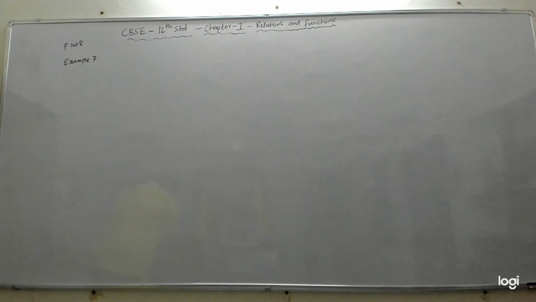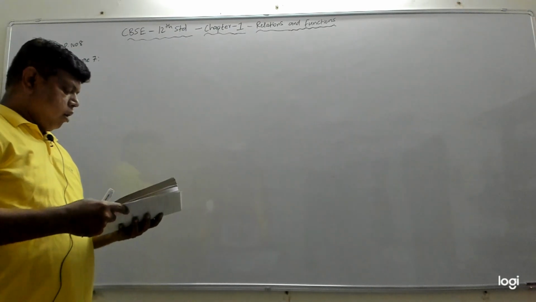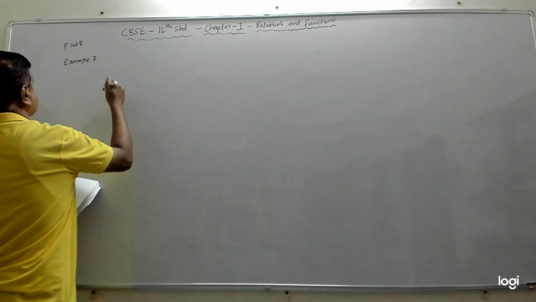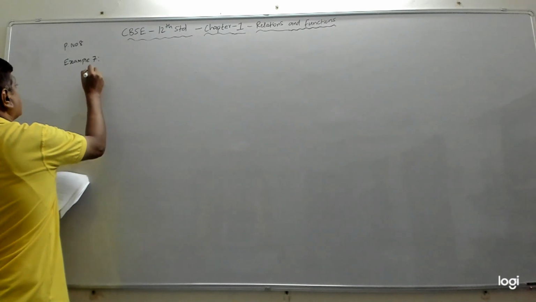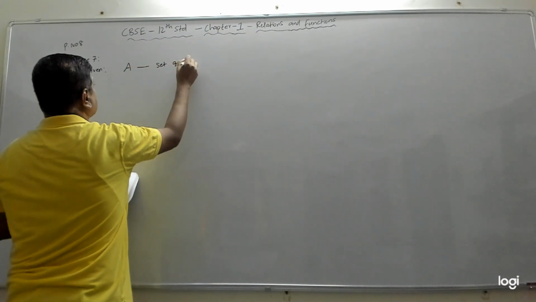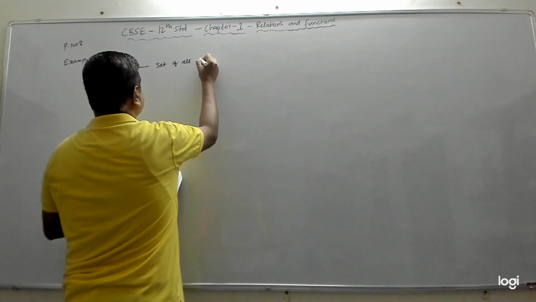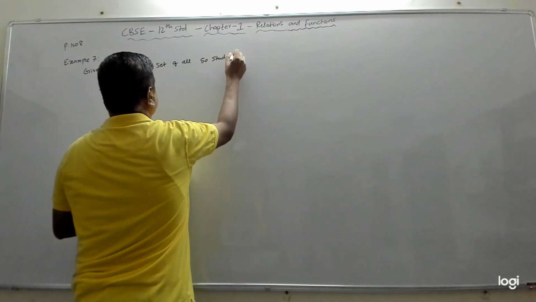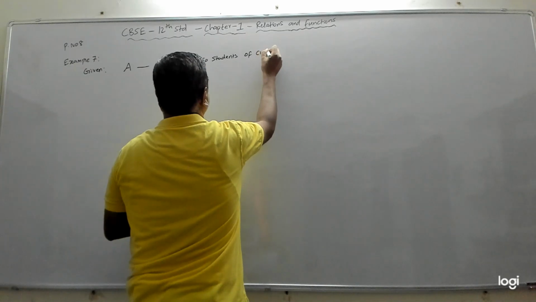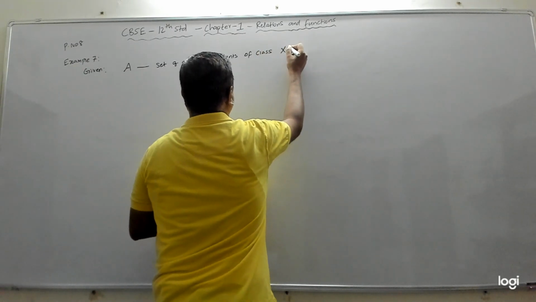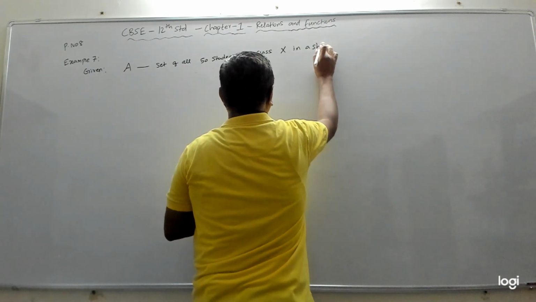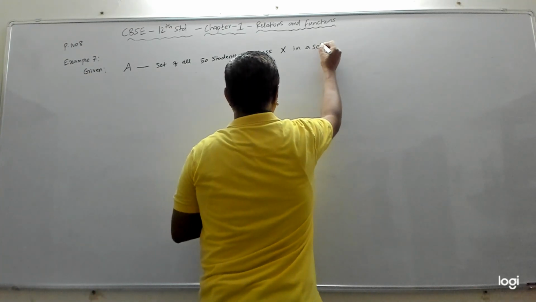It says let A be the set of all 50 students of class 10th in your school. So what is the A set? Given is the set A is the set of all 50 students of class 10th standard in a school.